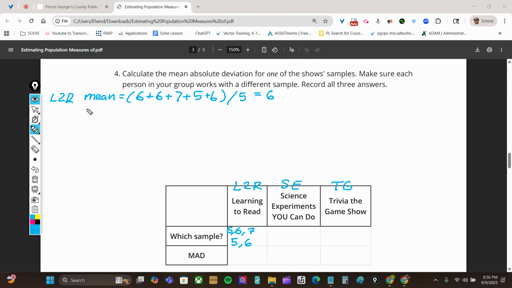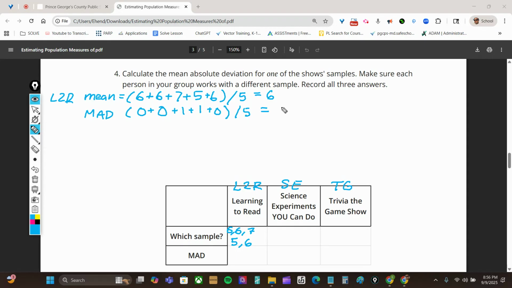Then you're going to find the mean absolute deviation. Okay, which basically means you subtract 6 from each of these. So 6 minus 6 is a 0, plus a 0, plus a 1, plus a negative 1, but we only want the absolute value. So we'll take the 1 and another 0, which gives 2, and we're going to divide that by 5, which is 2 divided by 5, which is 0.4, right?